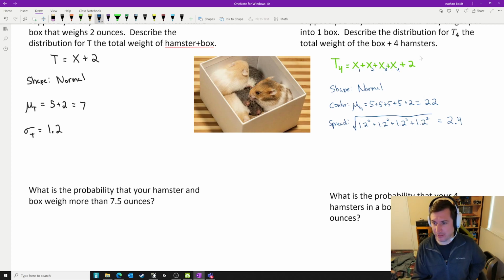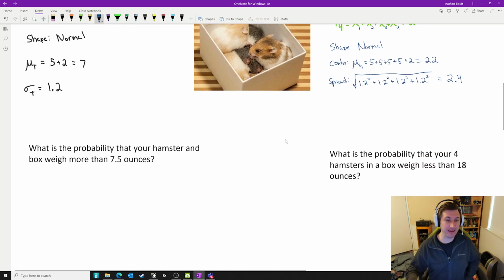And just an FYI, the plus 2 did not change the standard deviation, did it? That one did not change the standard deviation at all. Now I can ask you some questions. Now that we have these models completely described, I can ask you some probability questions. What is the probability that your hamster and box weigh more than 7.5 ounces? So this is the single hamster and the one box. What are the chances that it's more than 7.5?